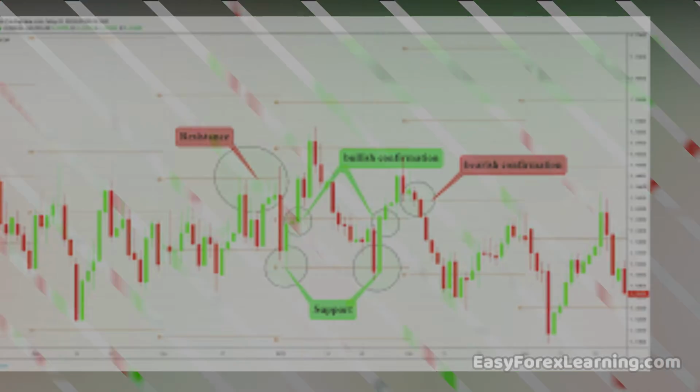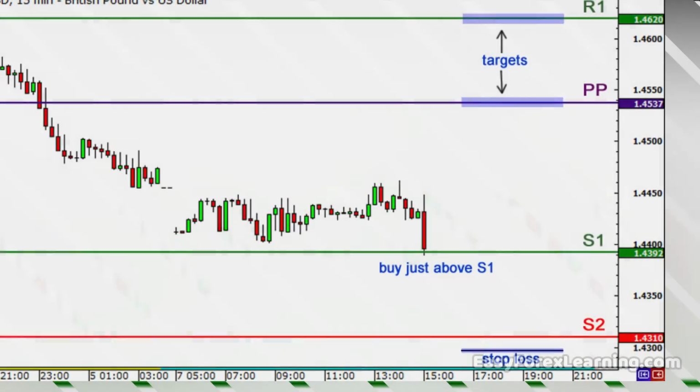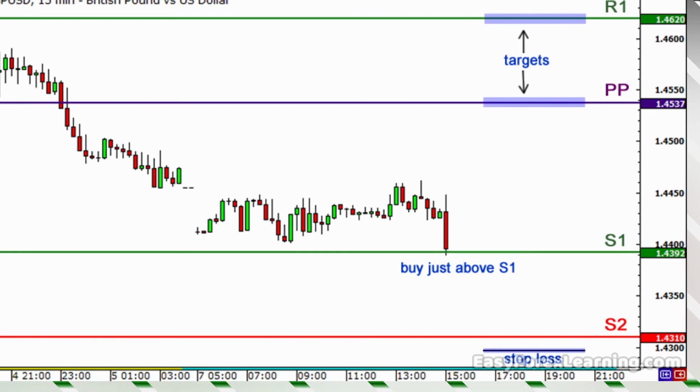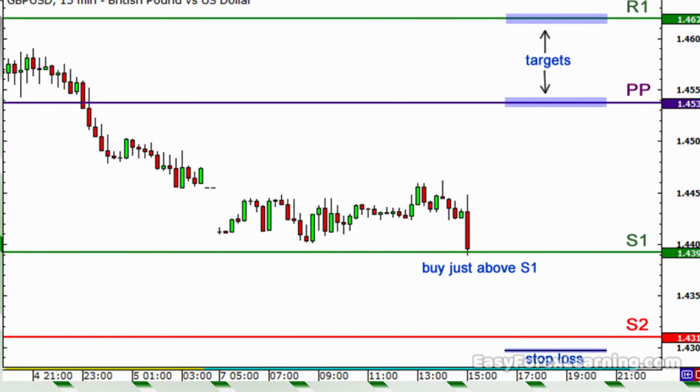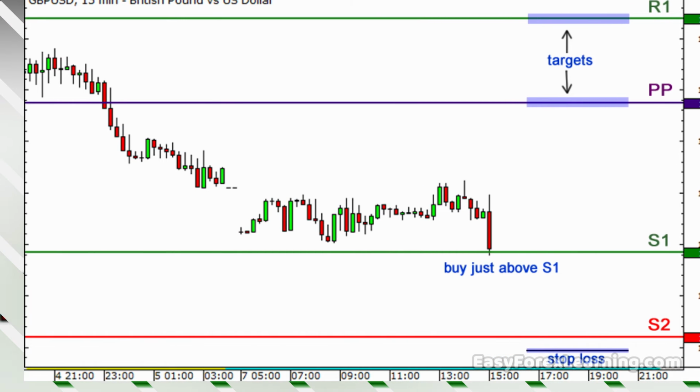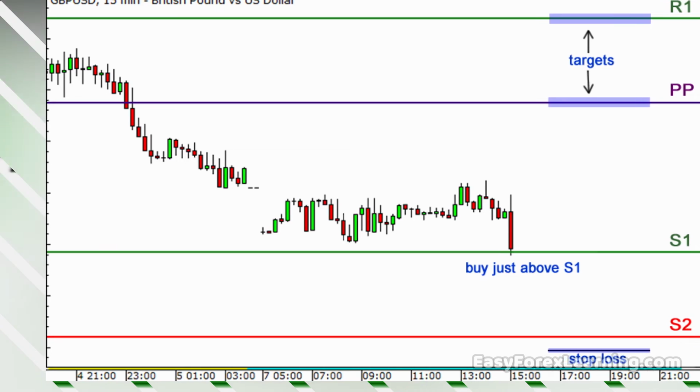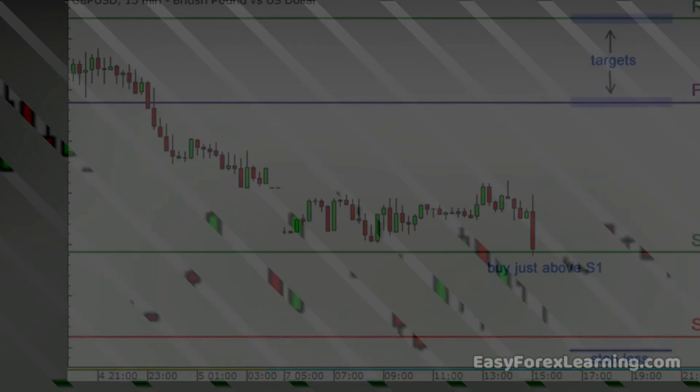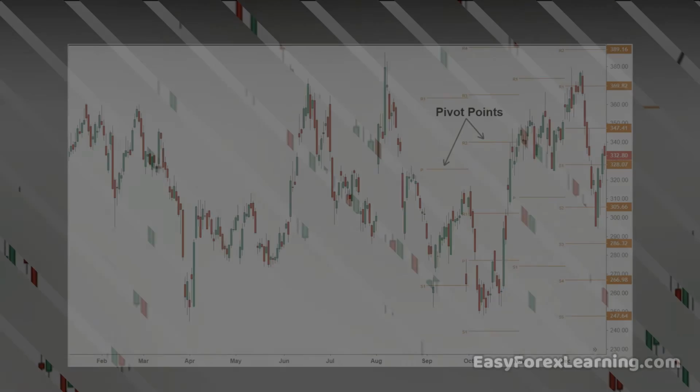Pivot point lingo. Here's a quick rundown on what those acronyms mean. PP stands for pivot point. S stands for support. R stands for resistance. But don't get too caught up in thinking S1 has to be support or R1 has to be resistance.